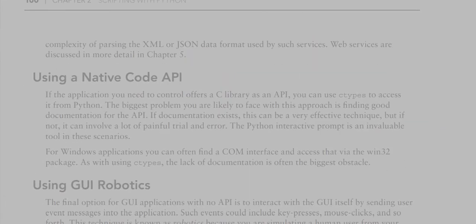100 Chapter 2 Scripting with Python. Complexity of parsing the XML or JSON data format used by such services. Web services are discussed in more detail in Chapter 5.